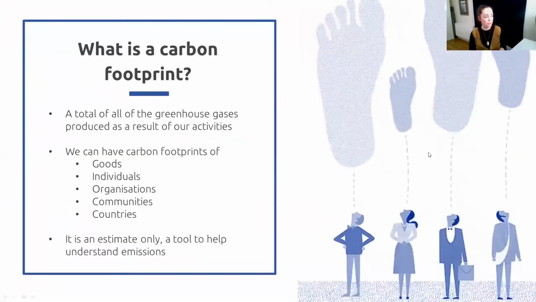So what is a carbon footprint? Basically, it is a measure that sums up all of the greenhouse gases produced as a result of our activities. So you can calculate a carbon footprint of an individual good that you buy, or a service indeed. You can calculate a carbon footprint as an individual, as an organization, a community, or indeed entire countries. We can talk about the carbon footprint of the UK, for example.